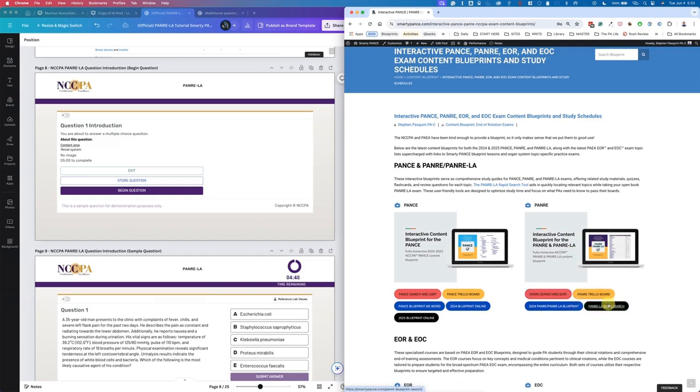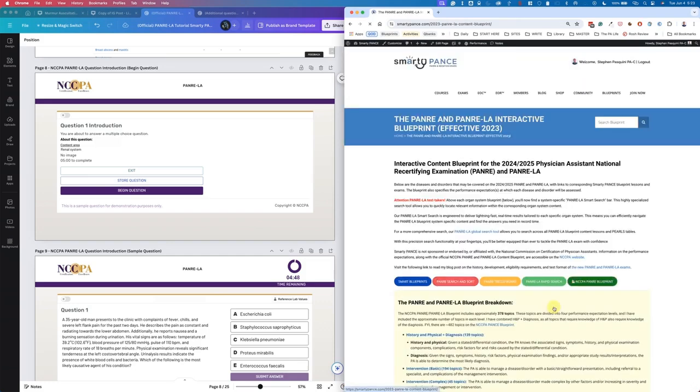Now there's a PANRE search and sort tool and the PANRE rapid search. Now I'm going to avoid these for now. Okay, this PANRE rapid search also still works, but let me show you the new functionality that I think blows that out of the water. So I'm going to click here on the PANRE-LA blueprint, and here I am with the blueprint.